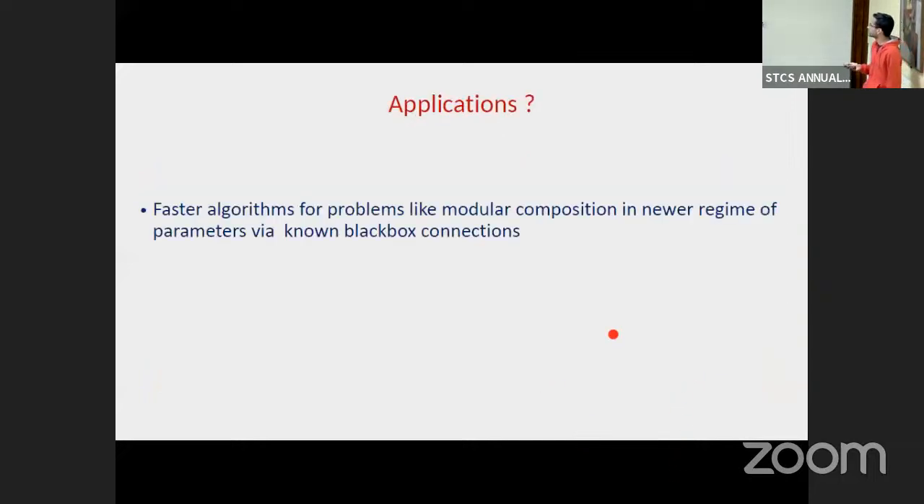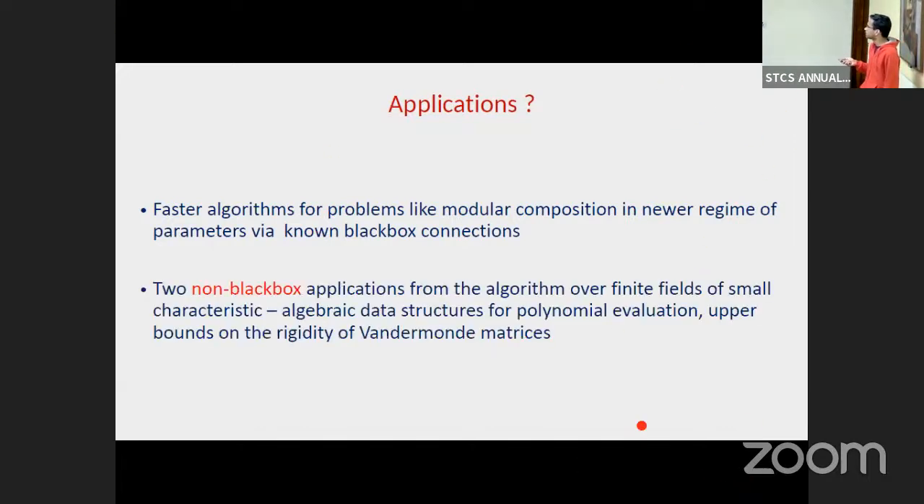So let me say something about applications. There are some black box applications because of connections that this problem has with other algebraic questions, and we get some things there, which I think are not very interesting. But there are two non-black box applications of the algorithm over fields of small characteristic that I think are interesting. One of them is an application to an algebraic data structure for polynomial evaluation, and the other is to upper bounds on the rigidity of certain matrices. I'm going to tell you something about the data structure.